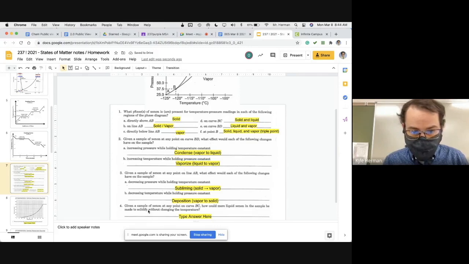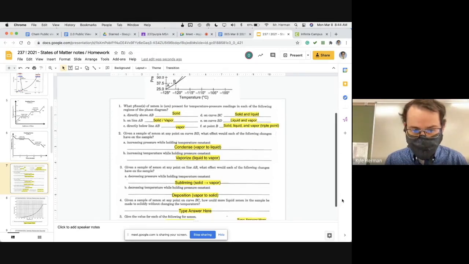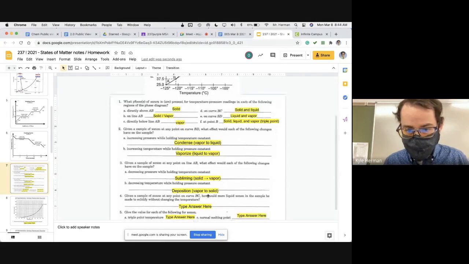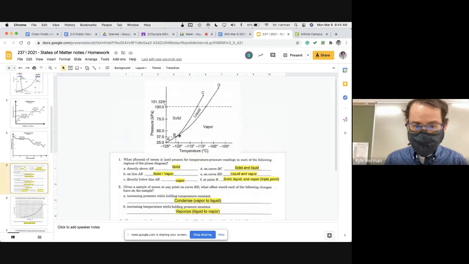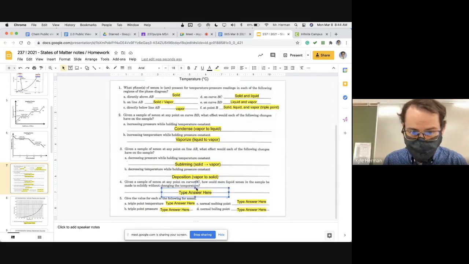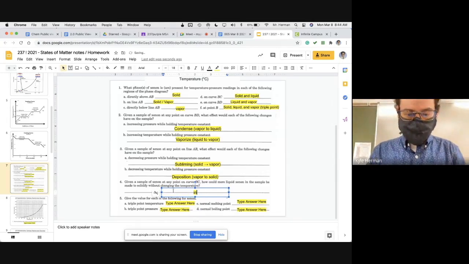All right. And then the last, or number 4, we have given a sample at any point on BC, how could more liquid xenon in the sample be made to solidify without changing the temperature? So we have to change the pressure, and we want to make more solidify. So BC, more solidify. We can only change the pressure, right? So if we increase the pressure, more would solidify, right? Because if pressure goes up, we'll be in the solid region. So pressure going up would be our answer for that one. Increase the pressure.